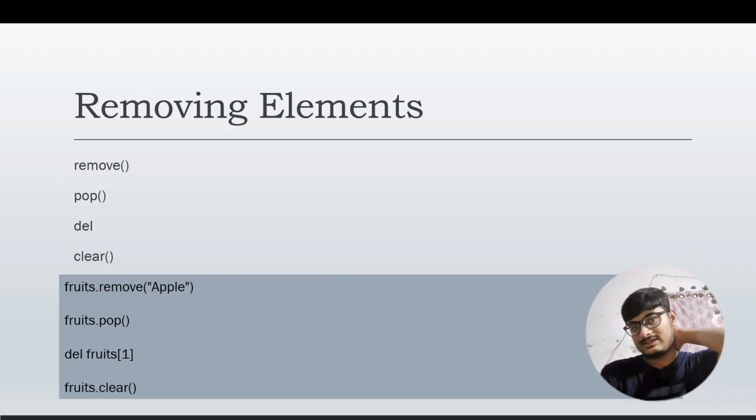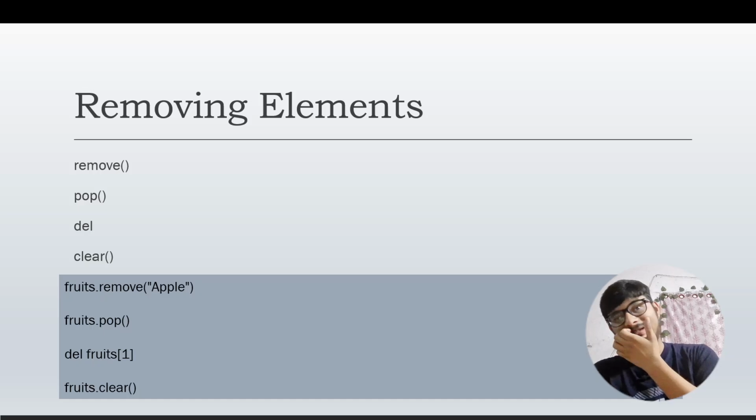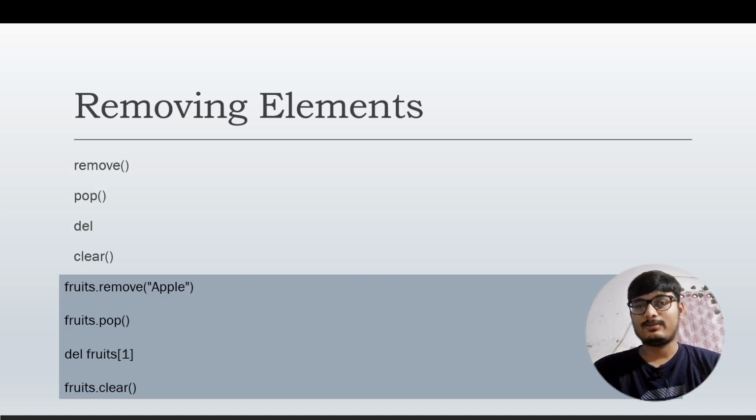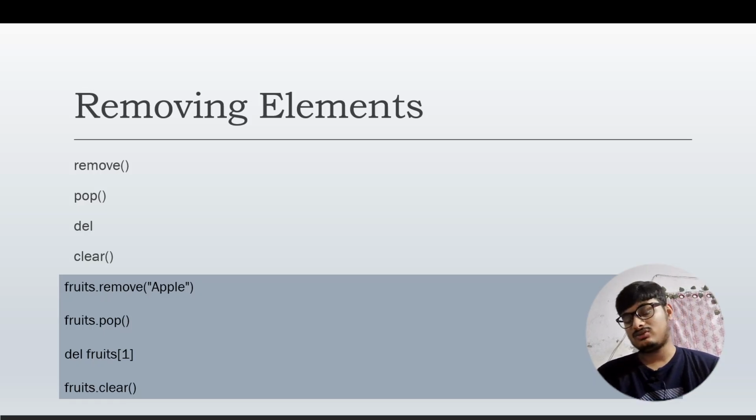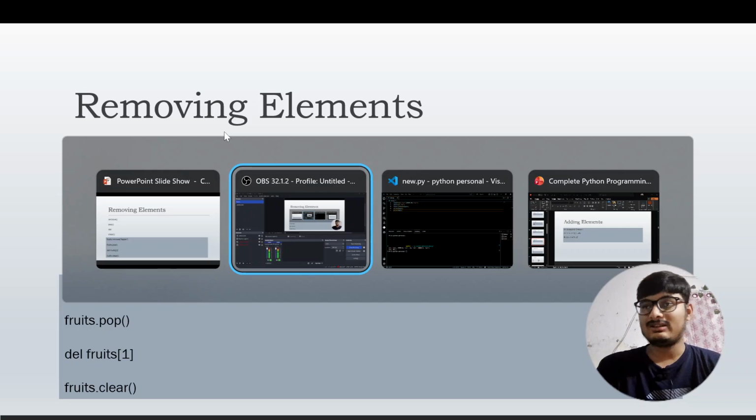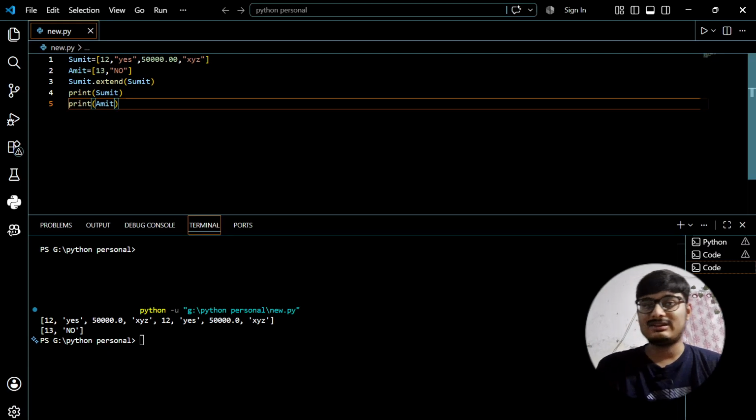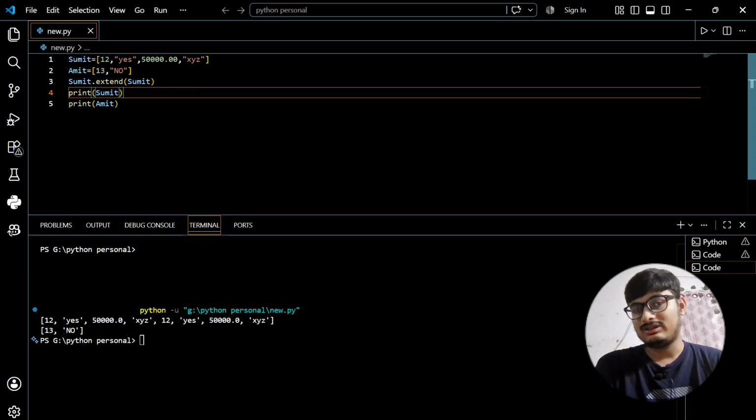Let us move on to the next slide, which is removing some elements from a list. There are four methods. First is remove, second is pop, third is delete, and fourth is clear. First, remove is used to remove a specific entity which is present in a list. Suppose I do this.